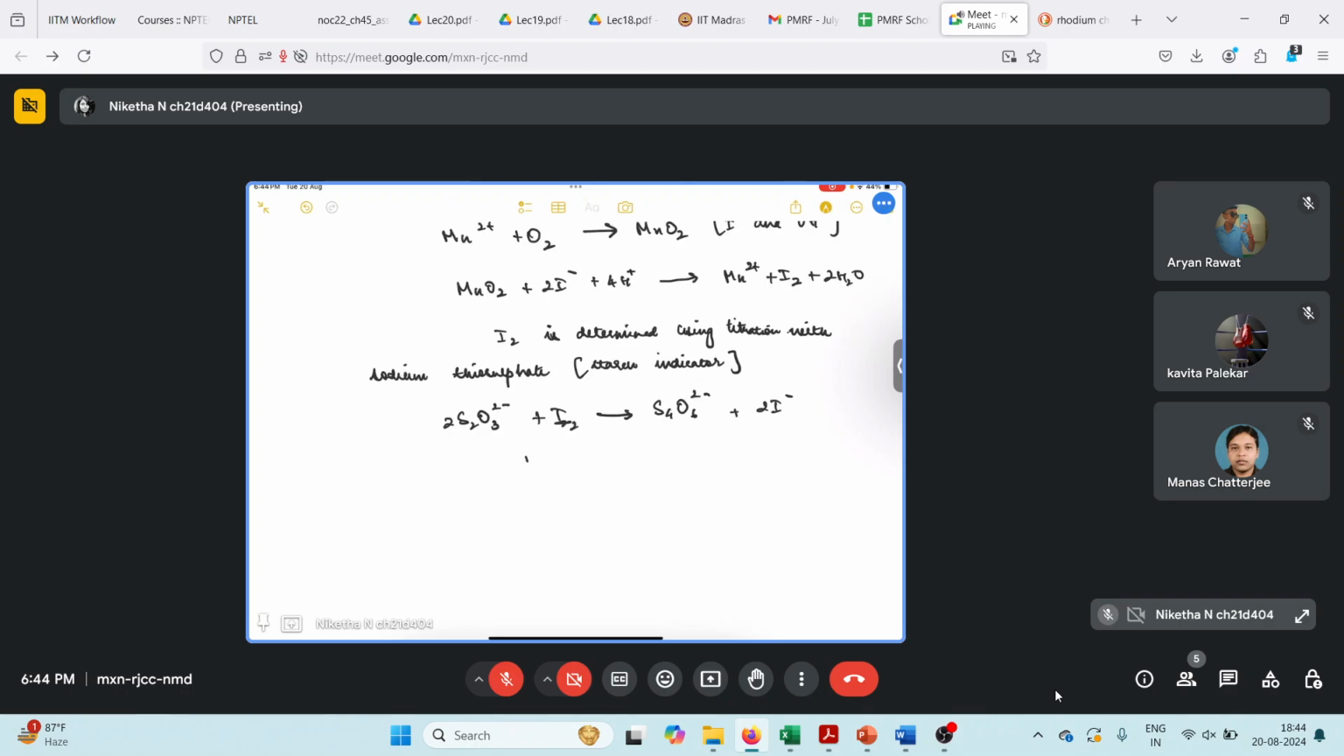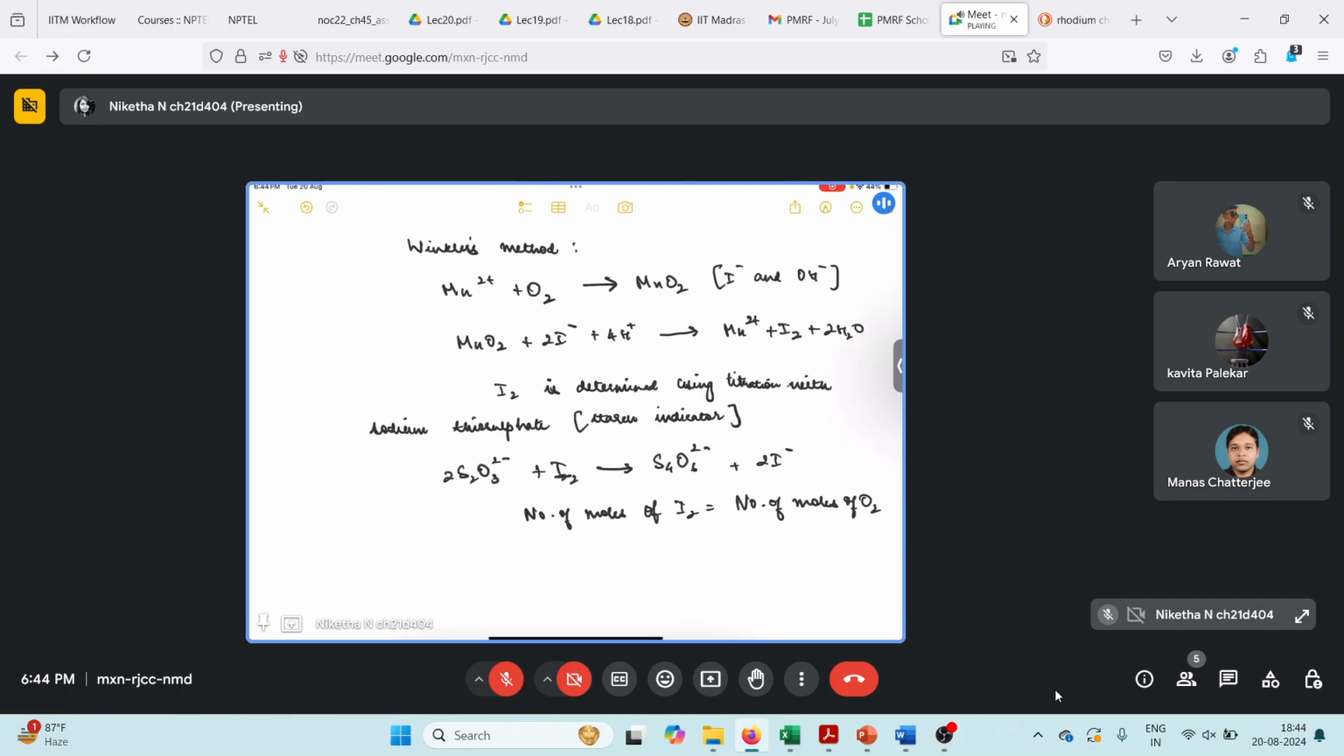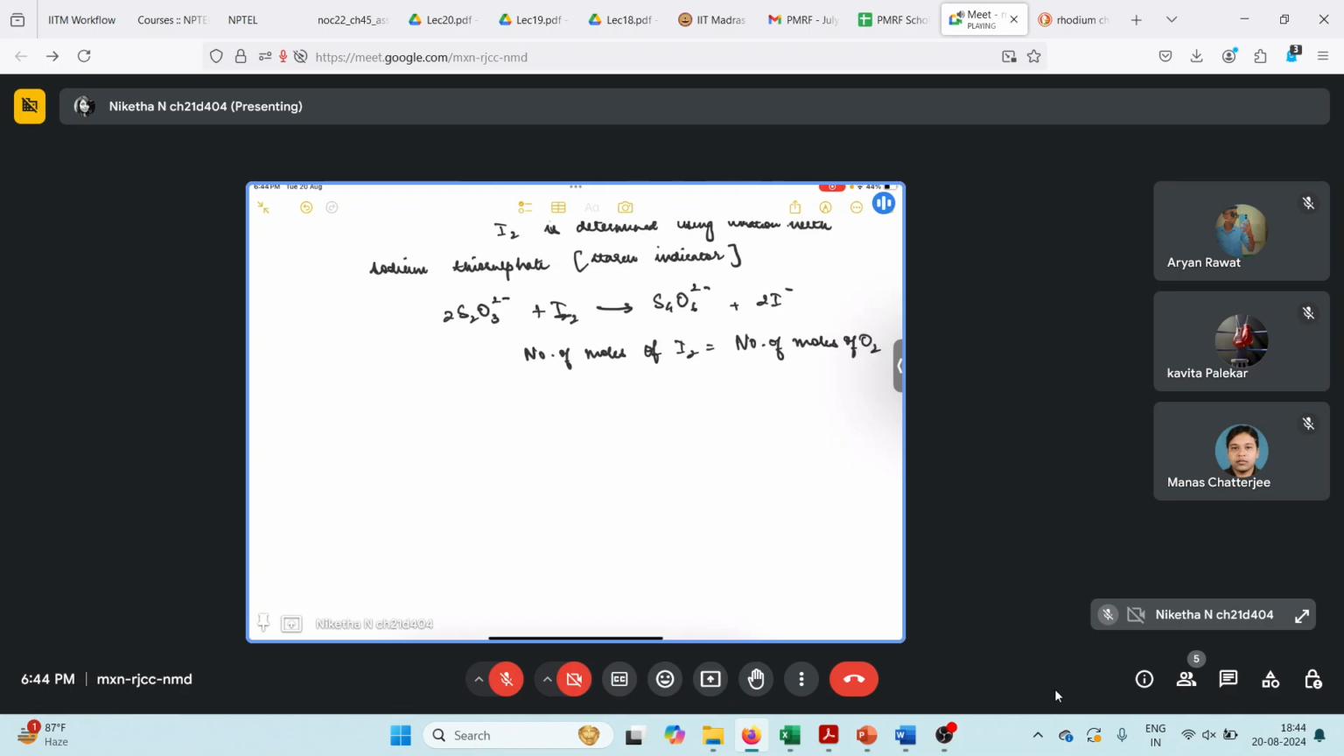So let's do. So if we know how many moles of iodine has been used for this reaction, that many number of moles of oxygen were there in your sample initially. So that is Winkler's method.